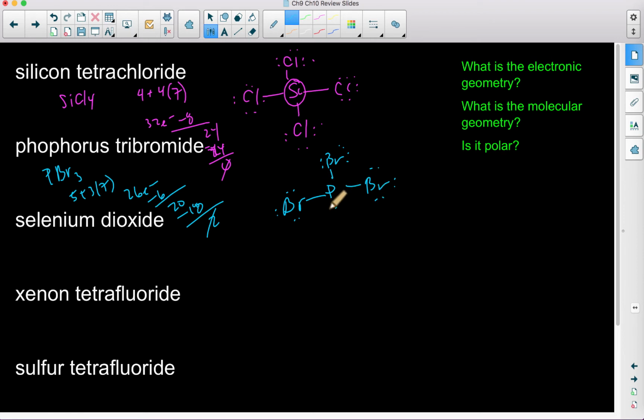8 times 3 is 24, 25, 26. Yes, we've done our double checks. This structure is right. Let's go ahead and use our VSEPR table. If we take a look, we have a central atom again, surrounded by 1, 2, 3, 4 things. Central atom surrounded by 4 things.